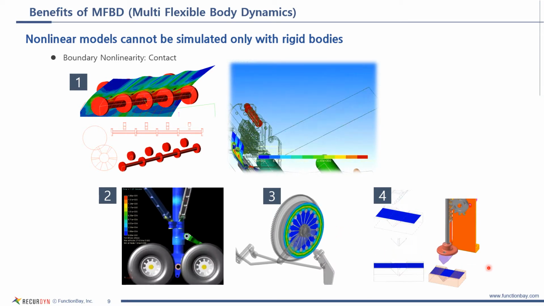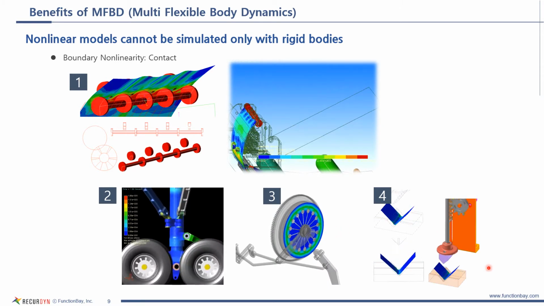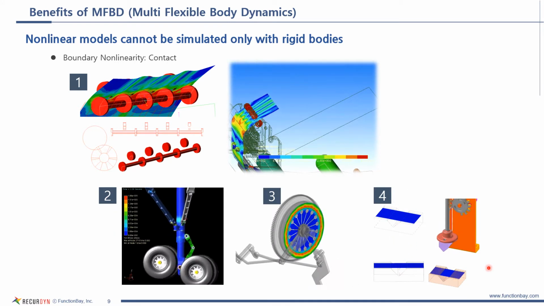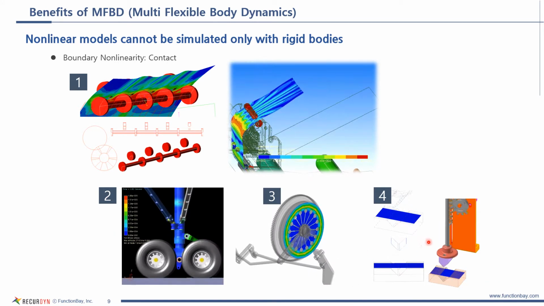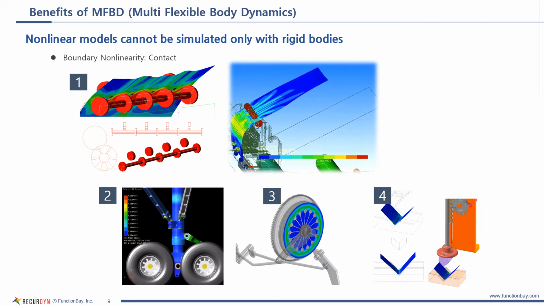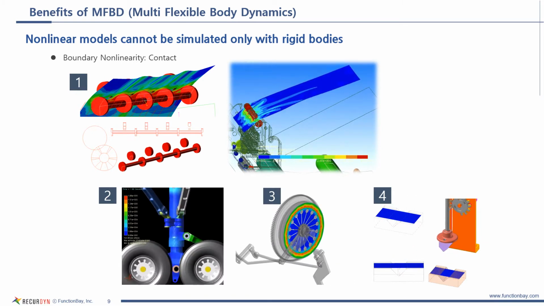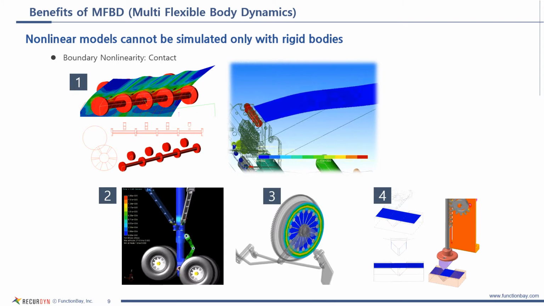In the case of punching machine, it handles the plastic material. You can see the area where permanent deformation occurs due to the contact between the plastic material and the punching head.